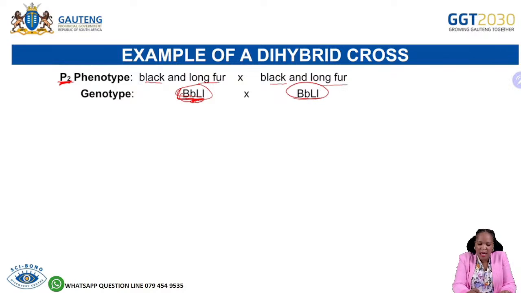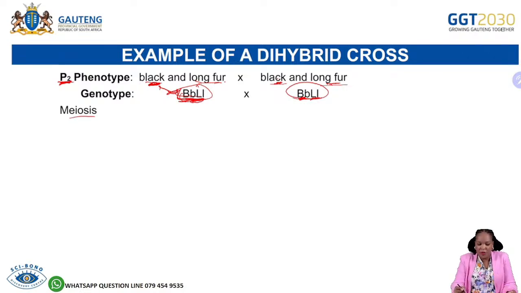So now the genotype: we are told that for black, you see, it is heterozygous for black. Long fur, it is also heterozygous. Big letter L, small letter L. The same here, black, which is heterozygous, long fur, heterozygous. So our parents are like that. What do we do with these parents? We are going to find our gametes. The process of meiosis is going to happen to give us gametes. What are the gametes? The possible gametes that can arise.